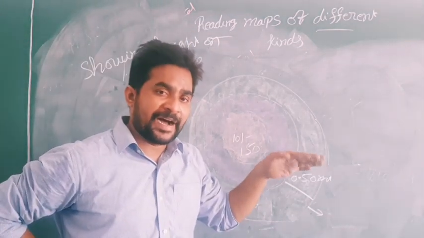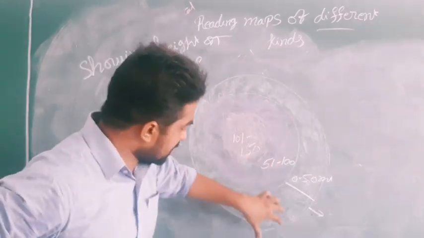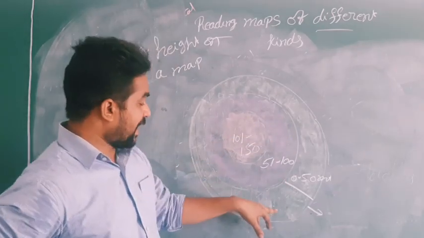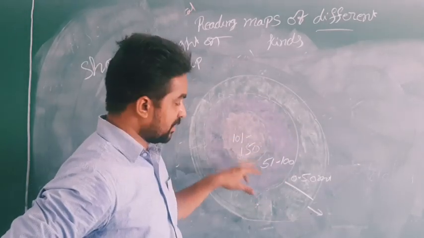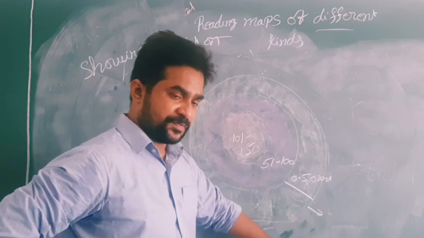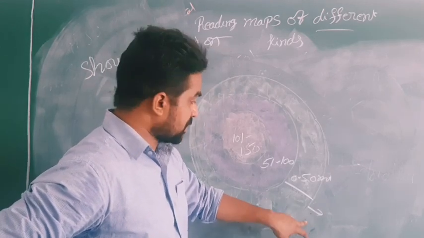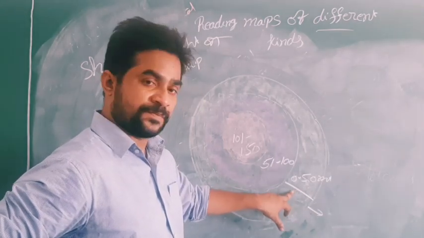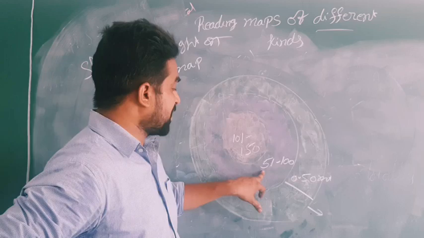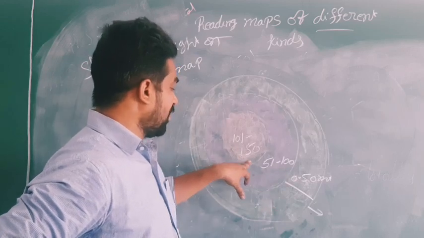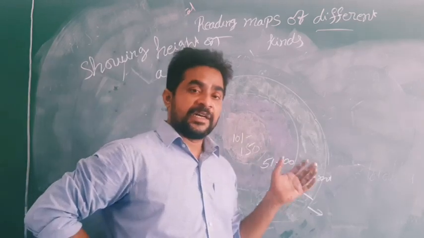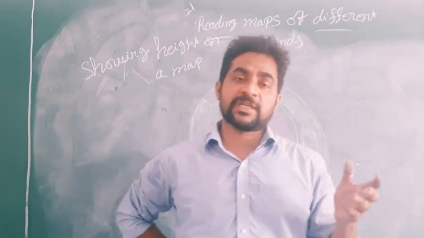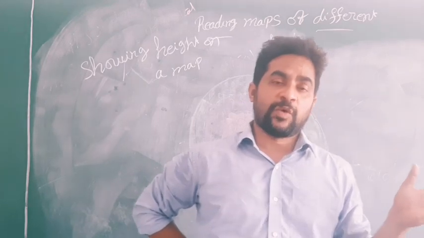How do we show height on a map? The map mentioned here has three colors, one color, second color and third color, and this field is called the sea. So see here, first 0 to 50 meters is the first area, and next is 51 to 100 meters, then 101 to 150 meters. So three different colors and three different measurements. Even in other maps, different types of measurements are shown.